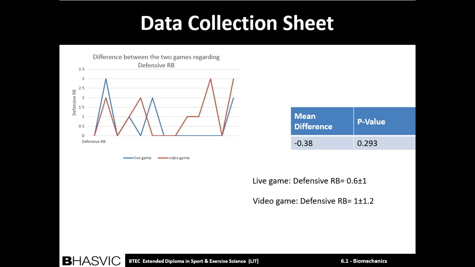This is the data regarding the differences between the defensive rebounds in the live game and the video game. The mean of the defensive rebounds in the live game was 0.6, in contrast to the mean of the defensive rebounds in the video game, which was 1. In addition, the mean difference between the two sets of data was negative 0.38. However, even though there is a practical difference between the two sets of data, there is not a statistically significant difference because the p-value is above 0.05.